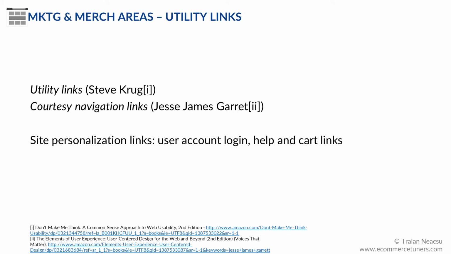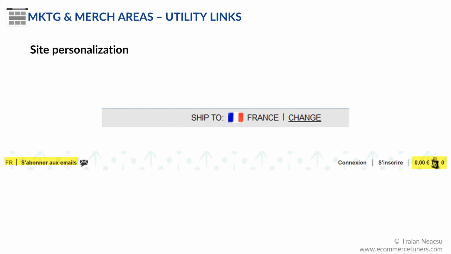Utility links. Site personalization, user account login, help, and cart links can be labeled as what usability experts call utilities or courtesy navigation links. Site personalization. Some of the best-known site personalization links are shipping destination, language, and currency selectors. These are links used to personalize the shopping experience based on, let's say, geolocation.